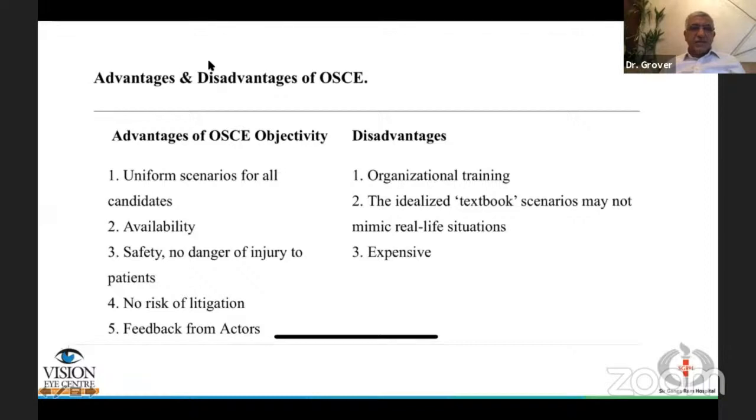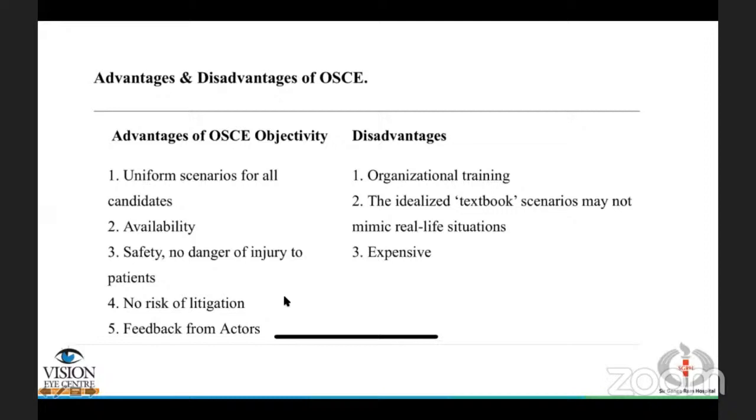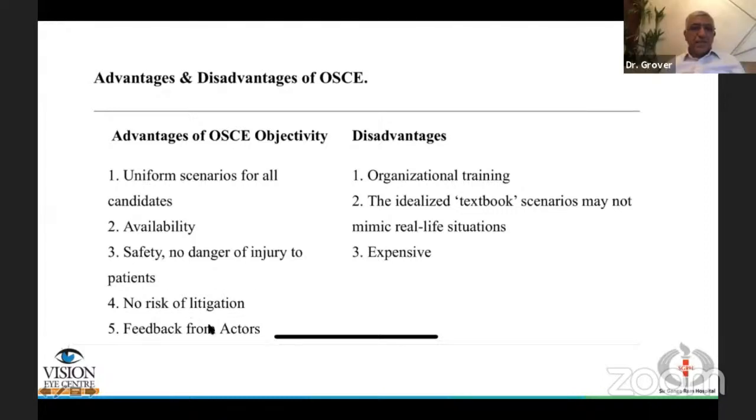So to summarize some of the advantages and disadvantages of OSCE, it presents a uniform scenario for all candidates. It can be carried out easily, not being dependent on availability of patients, which can be a major factor, especially in some of the Western countries. And you don't risk injury to them or handling of the patients. The risk of medication also is a problem in the West. And here you often use actors who also give you valuable feedback.